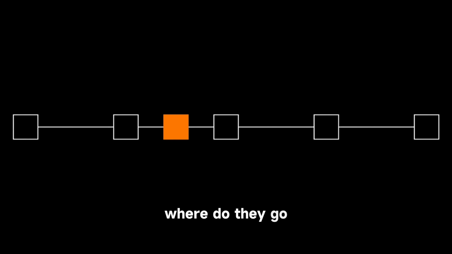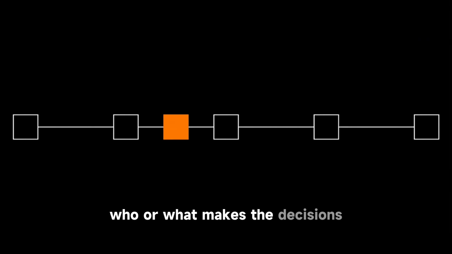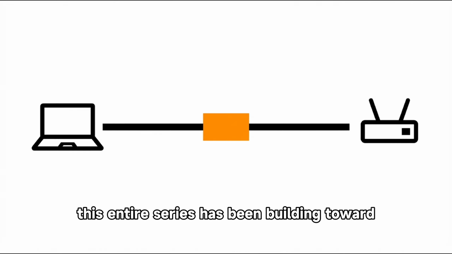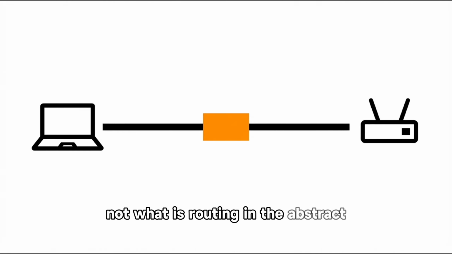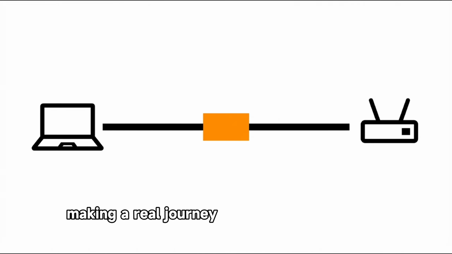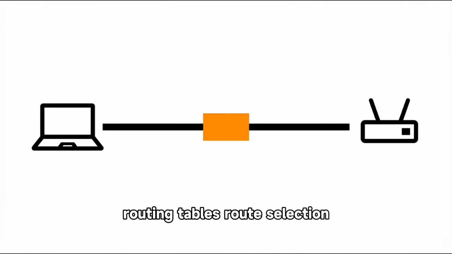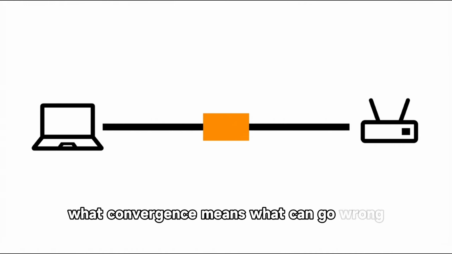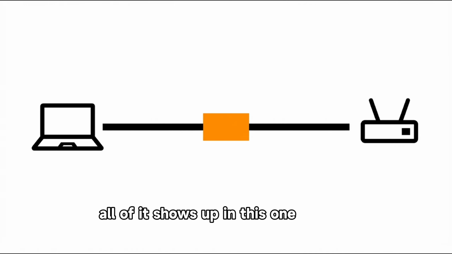Where do they go? How do they get there? Who, or what, makes the decisions? This is the question this entire series has been building toward. Not what is routing in the abstract, but what actually happens, step by step, to a real packet, making a real journey across the real internet. Every concept we've covered, routing tables, route selection, how routes are discovered, what convergence means, what can go wrong, all of it shows up in this one journey.